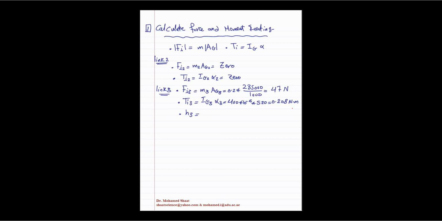This H should equal the torque divided by the inertia force. So we're going to calculate this H3, which is the inertia moment of link 3 divided by the inertia force. Doing the calculations, we end up with 4.425 times 10 to the power negative 3 meter.